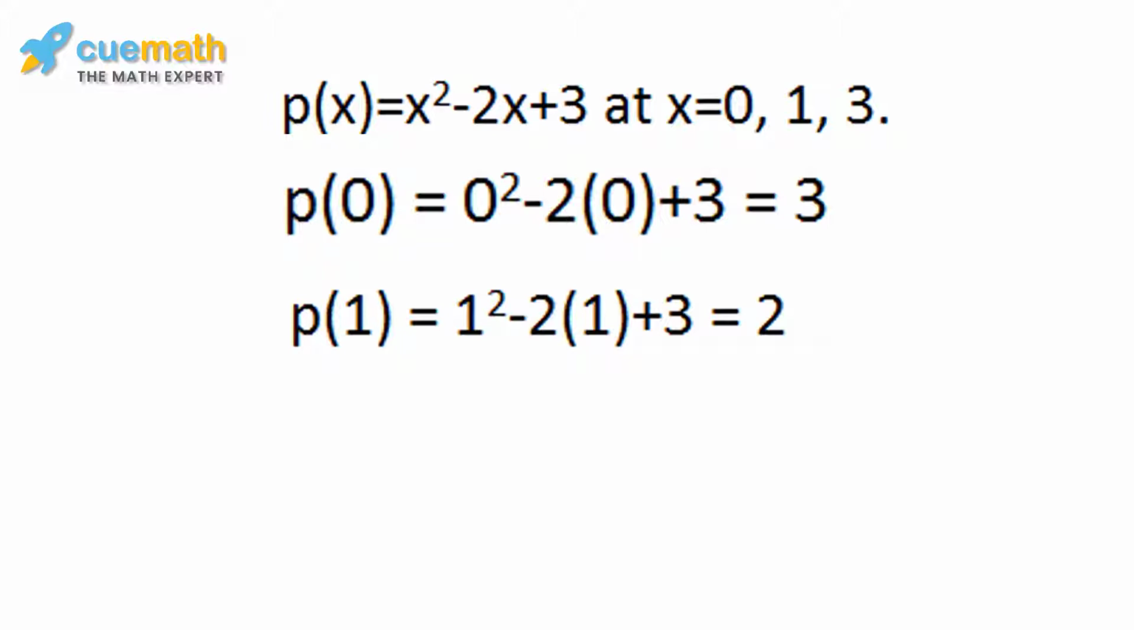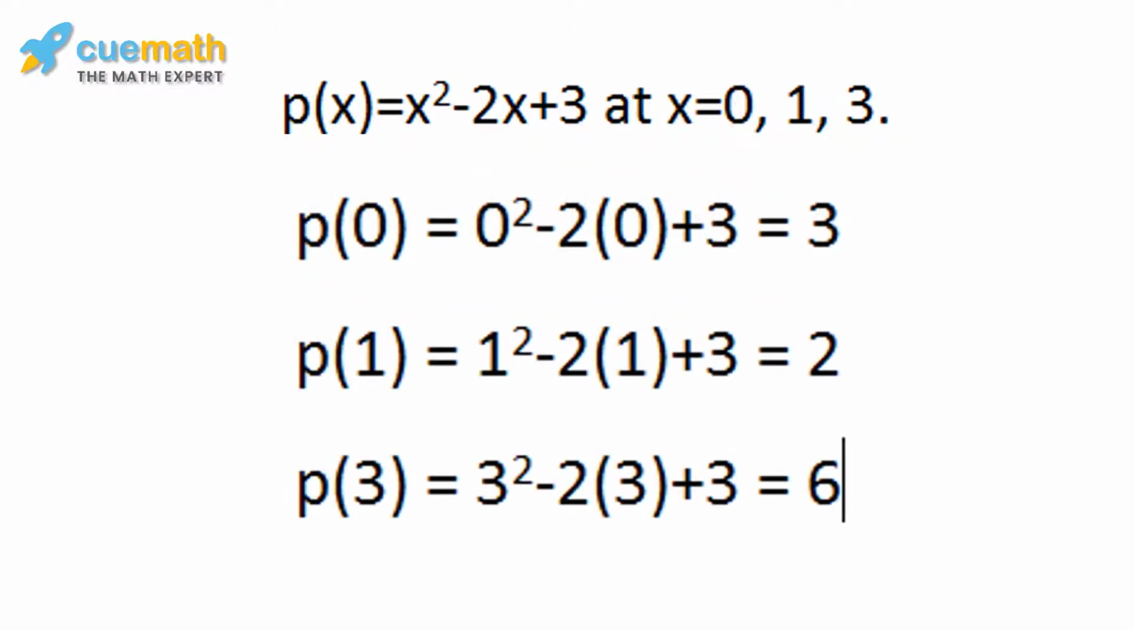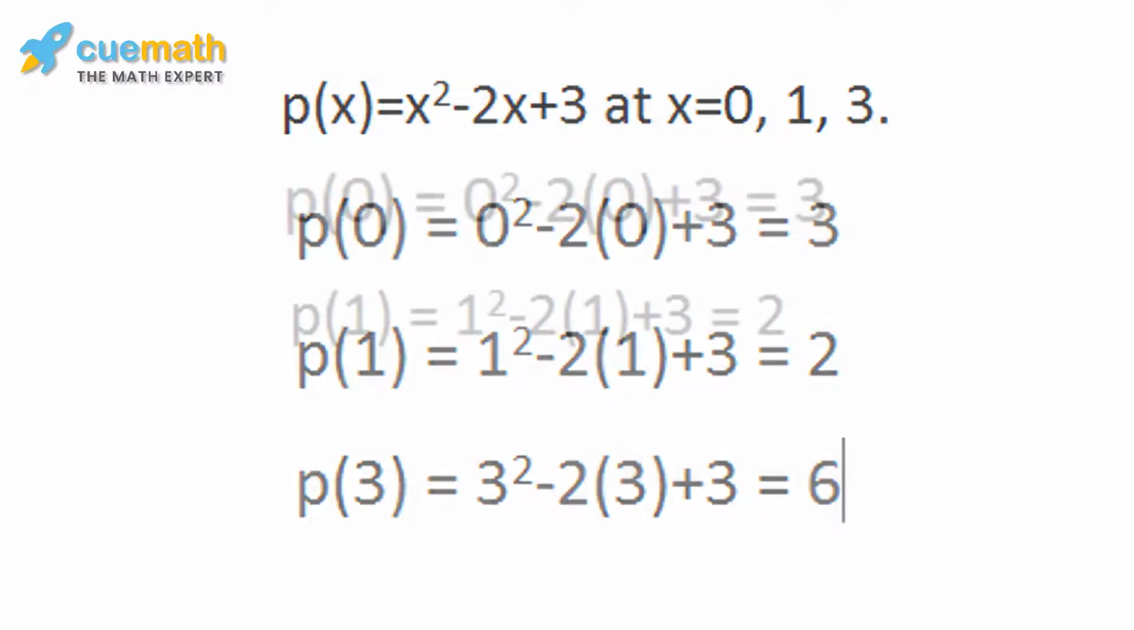Similarly, if x is 3, p of 3 equals 3 squared minus twice of 3 plus 3. If we evaluate this, we are going to get 6. So if the value of the variable x is 3, the value of the polynomial p of x is 6. So we see how with different values of the variable, there is a change in the value of the polynomial as well. Now let's look at a few questions on how we can use this concept to find the values of the polynomial.